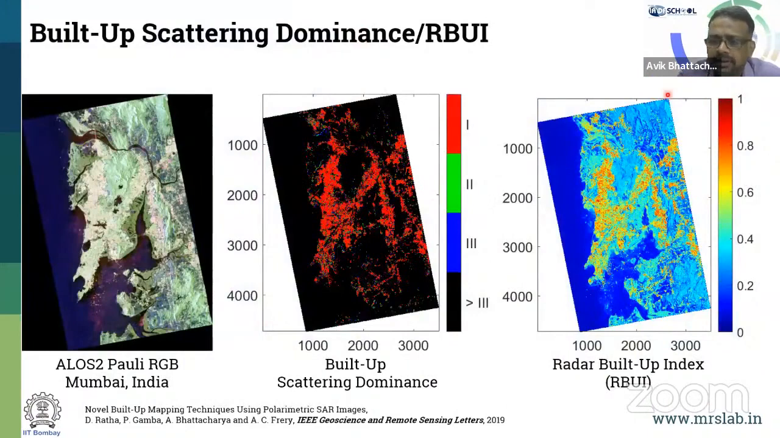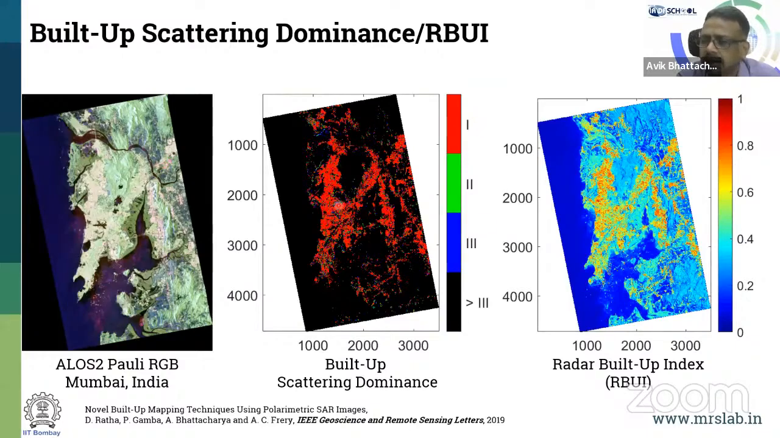You can also find out some kind of a built-up characteristic. So you can find out the dominancy in the built-up. This is the area of ALOS-2 in Mumbai. You can see that we can find out the built-up scattering dominancy. The dominancy map is over here. So that means most of you can see that this is the dominant mechanism over here.